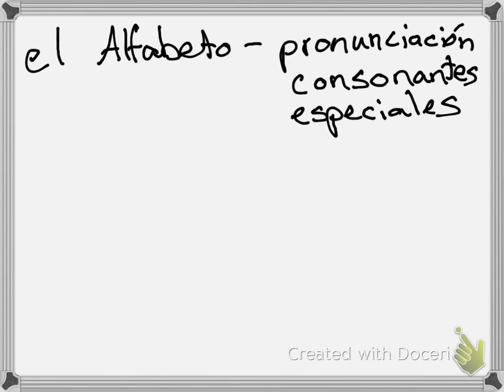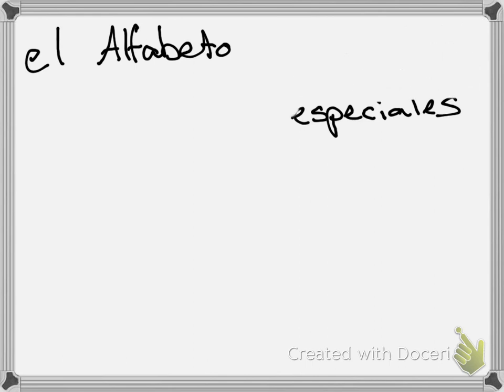So consonantes are consonants, so these would be our letters that are not vowels. Las letras que no son vocales. Okay? So today we're going to talk about not the whole alphabet, just the ones that are making special sounds in Spanish in special instances. Okay? So we're going to start by talking about the one letter in Spanish that doesn't even make a sound, which would be the letter H.